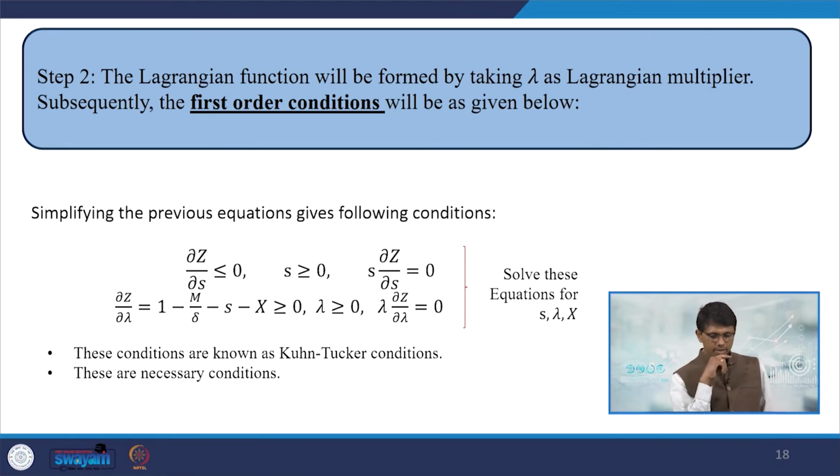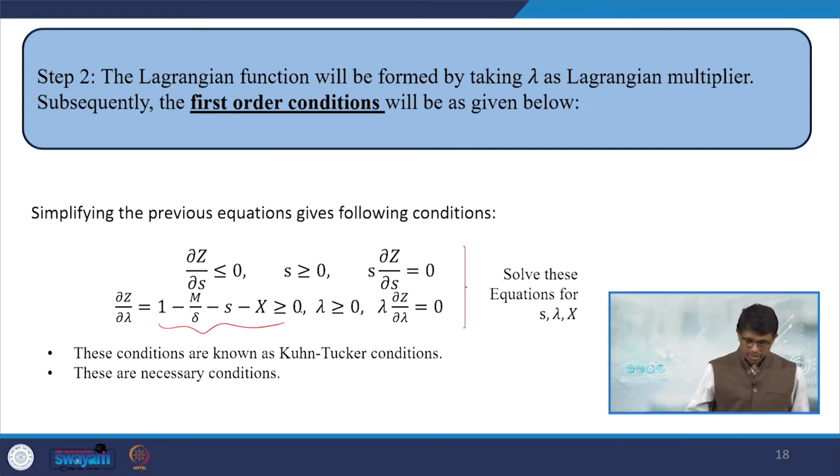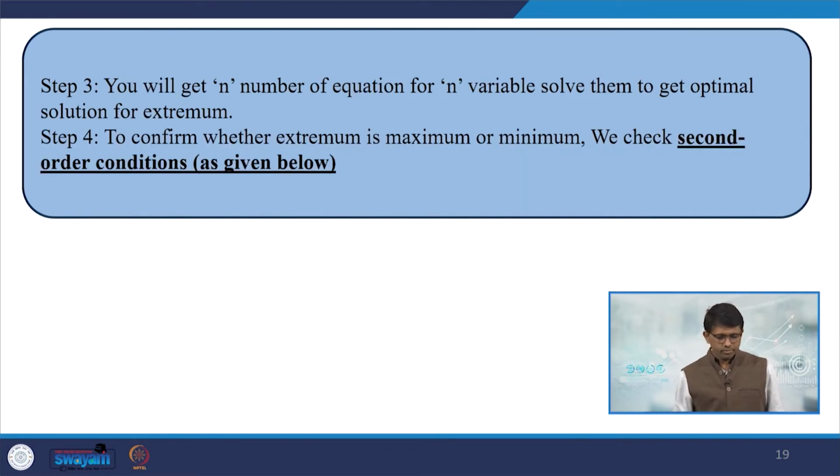Now, simplifying this equation, we will get dj upon ds is non-positive, and the product is 0. By solving these equations, we find conditions that are usually called Kuhn-Tucker conditions. Once we find dj upon d lambda, we finally arrive at the solutions, and these are the necessary conditions for the optimization problem. We will also clarify the exact interpretation of it.